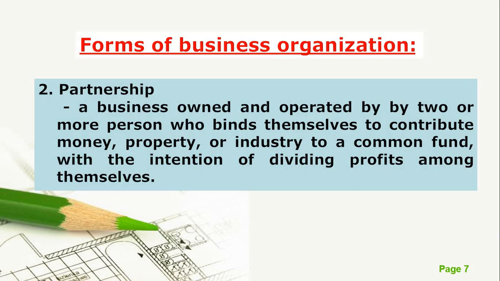They bind themselves, so they enter into a contract. A partnership is a contract. So they bind themselves by entering into a contract to contribute money, property, or industry. They can contribute money, or property or non-cash assets, or services, to a common fund. They will pool those assets together and use them to produce goods and services, with the intention of dividing the profits among themselves.